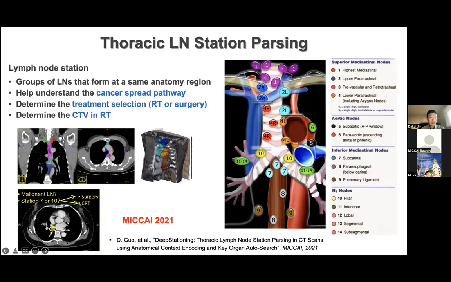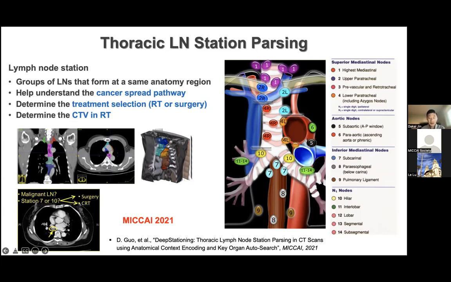For example, the left bottom figure shows an axial view where there's a lymph node inside the circle, and first the physician needs to decide if it's a malignant lymph node. If it is, does it belong to station 7 or station 10? Because for different stations, the treatments are completely different. If it belongs to station 10, that's the same side of the tumor, so surgery will be recommended. But if it belongs to station 7, chemo and radiotherapy treatment will be recommended.